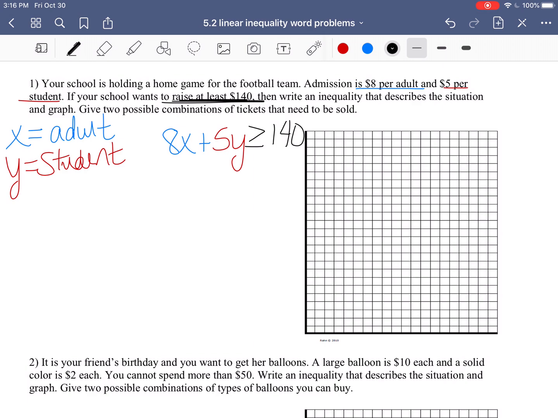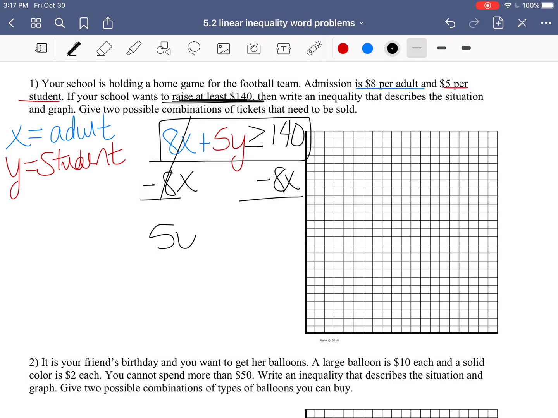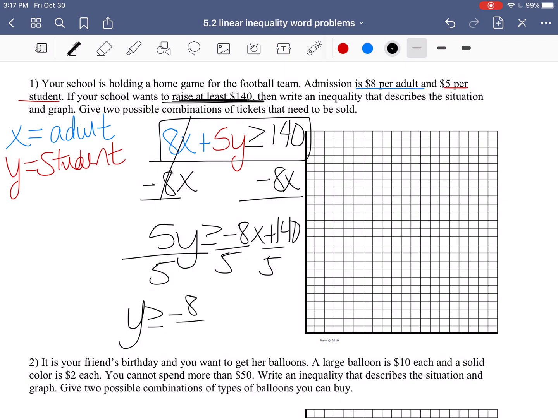Currently that cannot be graphed in standard form, so we're going to convert to slope-intercept. So we need to solve for y. So there's your standard, and we are going to, like I just said, convert. So the first step is to subtract 8x on each side. The next step is to divide by 5. So y is greater than or equal to negative 8 over 5x plus 28.